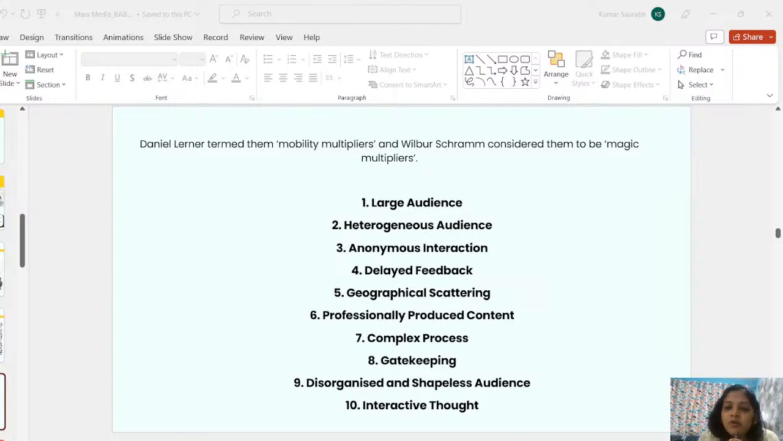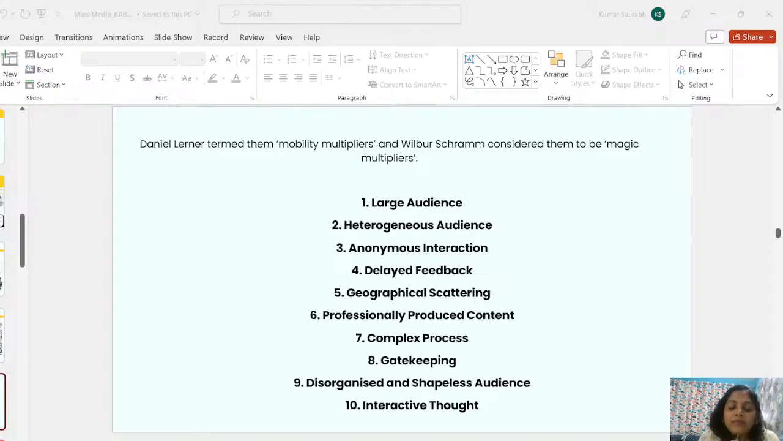Geographical scattering, as I said, means people across different locations and regions are watching your program. Professionally produced content is there in mass communication. That means people are making your content professionally, and a lot of people are involved in creating it. The editor is there, the hiring people, the production team, the spot boy, and the pre-production team. After making the content, the editors do their work and sound effects are given, so it is done with the help of professionally produced content.